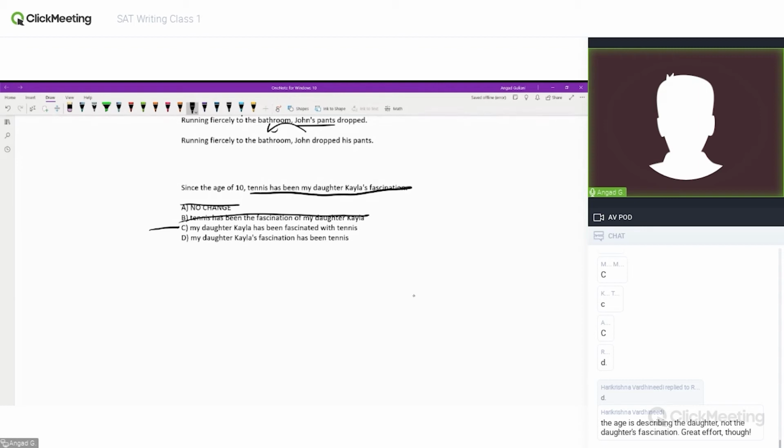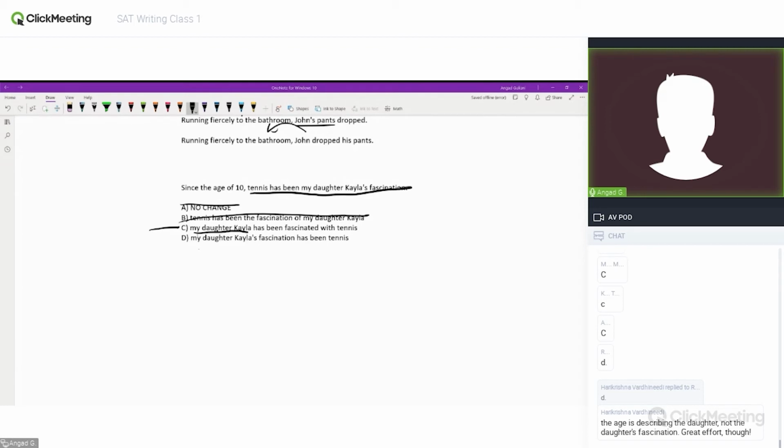Since the age of 10, my daughter Kayla's fascination has been tennis. So this one is weird because these both have my daughter Kayla, right? But the problem with this one is that since the age of 10, my daughter Kayla's fascination has been tennis. It's very awkward compared to the other one. It doesn't flow as well.